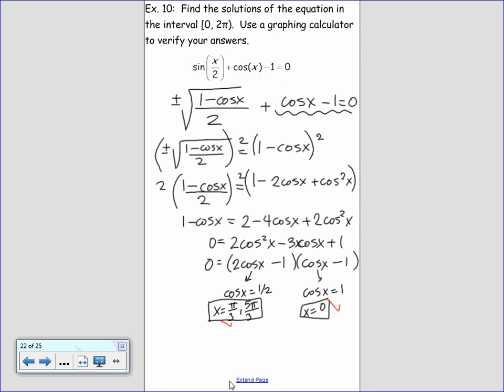Okay, how about 5 pi over 3? I'm sorry, 5 pi over 3 divided by 2 means that I'm really dealing with the sine of 5 pi over 6 plus the cosine of 5 pi over 3 minus 1 equals 0. Sine in the second quadrant is positive, so that's 1/2, and the cosine is 1/2 minus 1. This one works out as well. So actually all of my solutions do work.